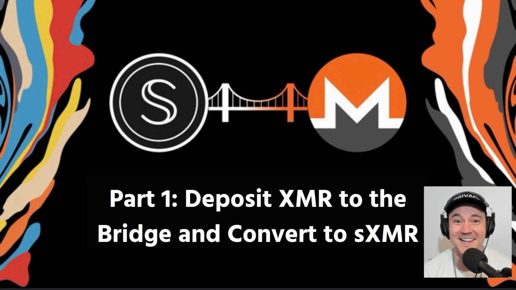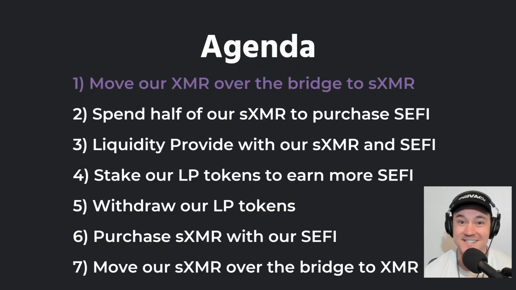Welcome to the Secret Code Podcast's four-part tutorial series on the Secret Monero Bridge. Here in part one, we're going to be depositing our Monero, our XMR tokens, across the bridge and getting Secret Monero. In part two, we're going to spend half of our sXMR to purchase CeFi, liquidity provide with sXMR and CeFi, and take those LP tokens and put them in an earn contract, so now you're earning more CeFi as rewards. Part three, we're going to be undoing that, getting back to sXMR. And part four, we'll be moving the sXMR back across the bridge to reclaim your XMR tokens.